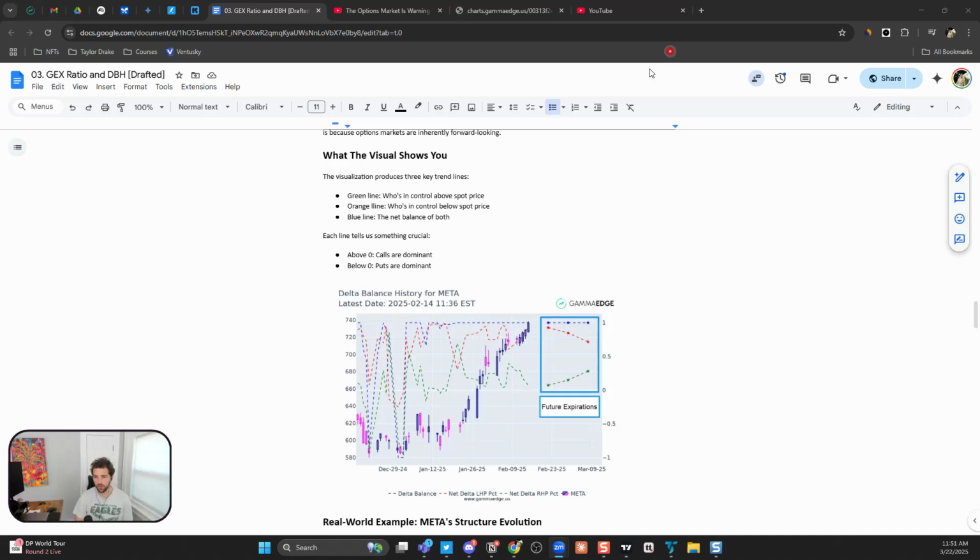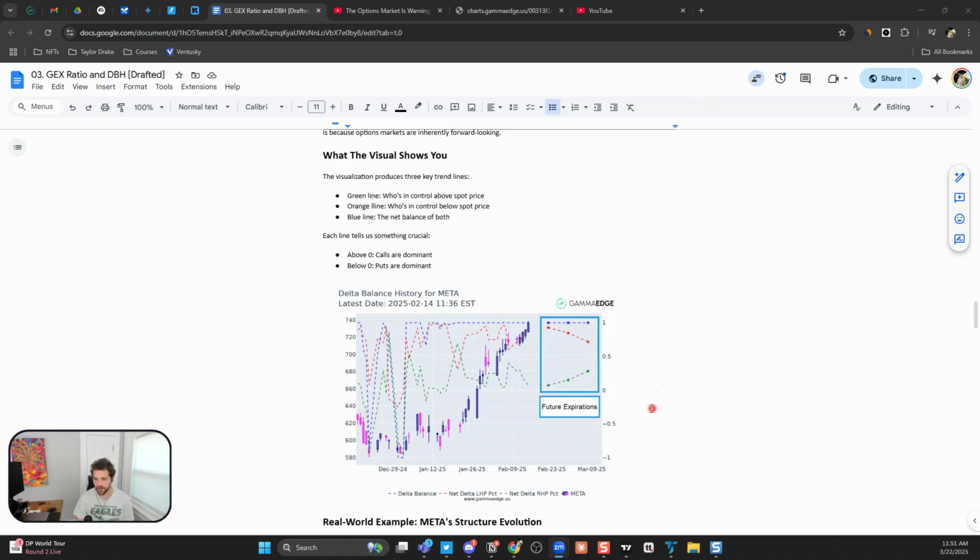And then we also want to hit on the main purpose of this chart, which is the future expirations. Everything to the left of this gap is what has happened. Everything here is the future. We can see those stars mark an expiration. So here we're plotting the next 3 expirations.